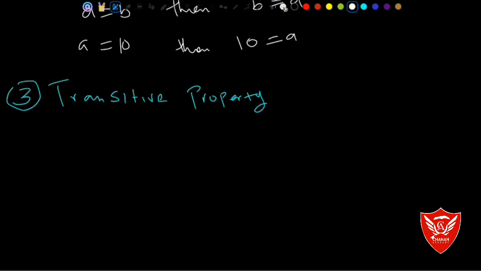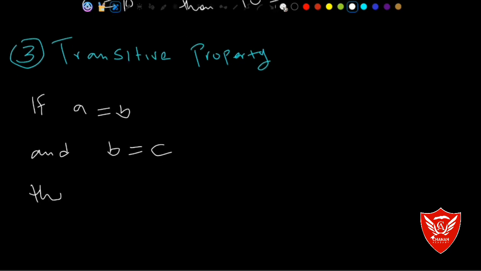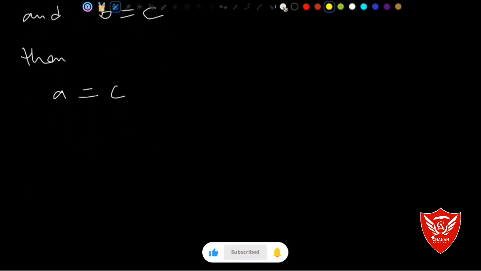All right, so let's go to the next one. The transitive property says that if A is equal to B and B is equal to C, then A must be equal to C. Let's take an example.